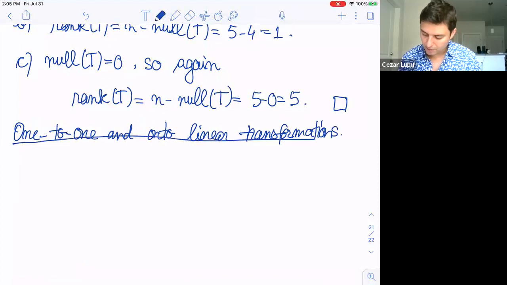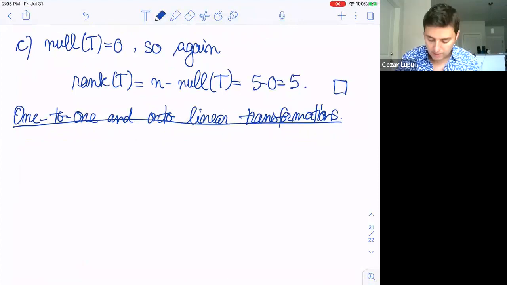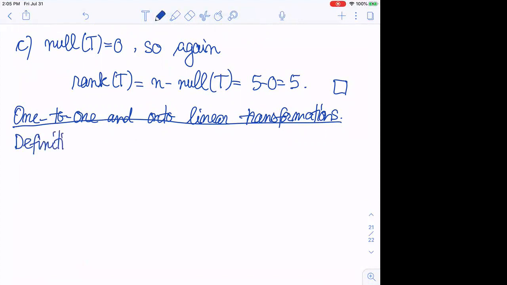Okay. So one-to-one and onto linear transformations. All right, so let's start with the definition. Can you see now? Yes, sir.